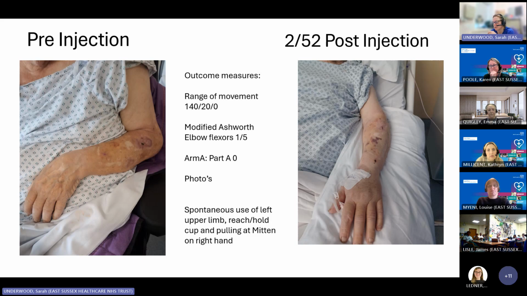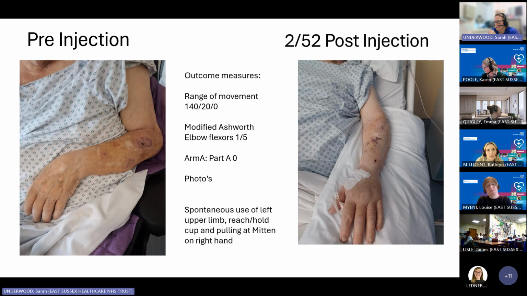I used the ARMA as an outcome measure, and when I did it initially he scored an 11, and then 2 weeks post injection it was a 0. So that looks at the ease of personal care, putting on splints, cutting nails, washing hands, and then obviously photos were probably the biggest outcome measure.